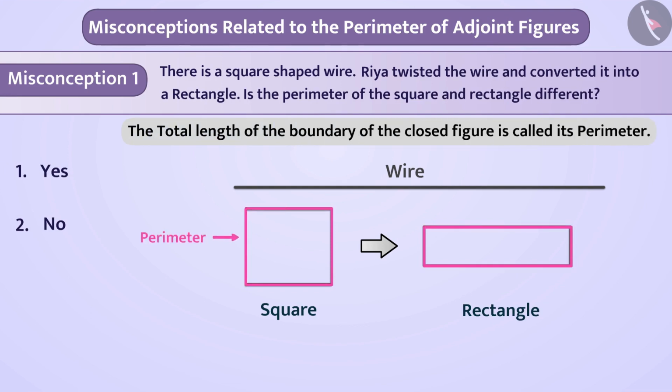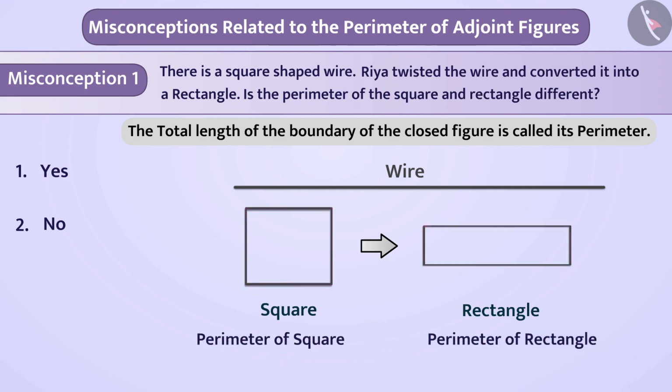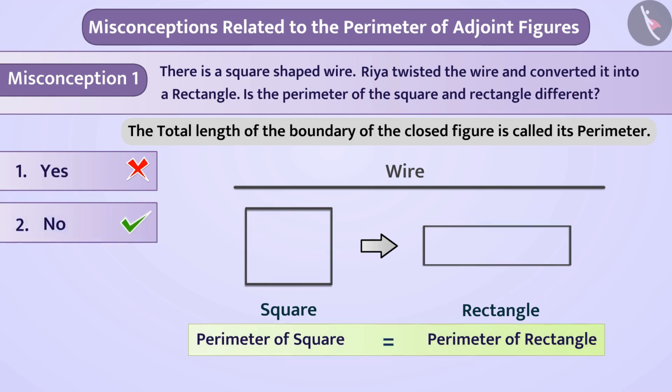Some students think that if the shape of the wire is changing, the perimeter will also change. Here, since the shape of the square has been converted to the shape of the rectangle, they think that the perimeter of the square and the rectangle will be different. So, they give the answer as option 1, which is a misconception. Here, the shape of the wire is changing, but there is no change in the length of the wire. Therefore, the perimeter of both the rectangle and the square will be the same. That is, option 2 is the correct answer.